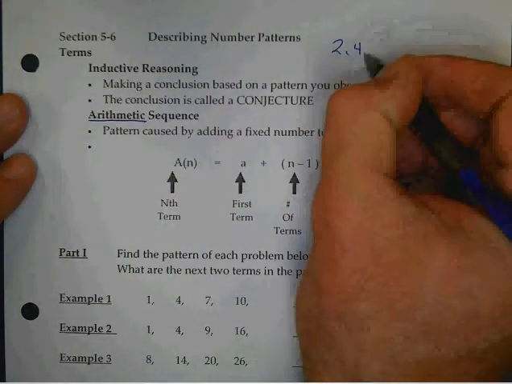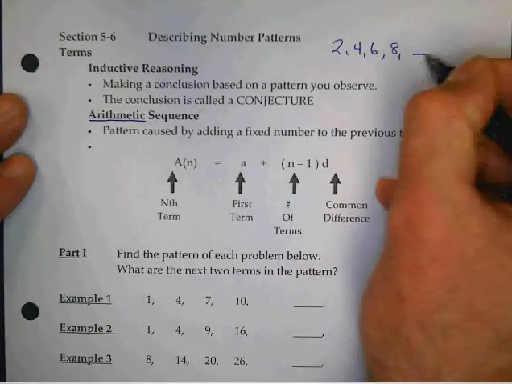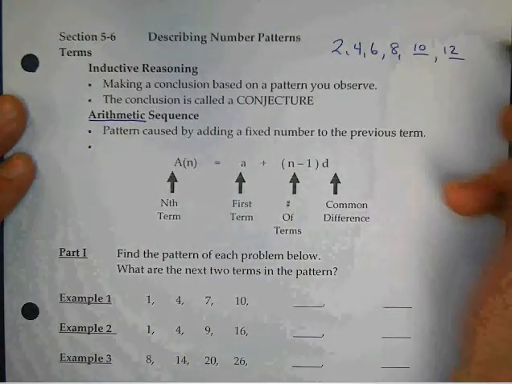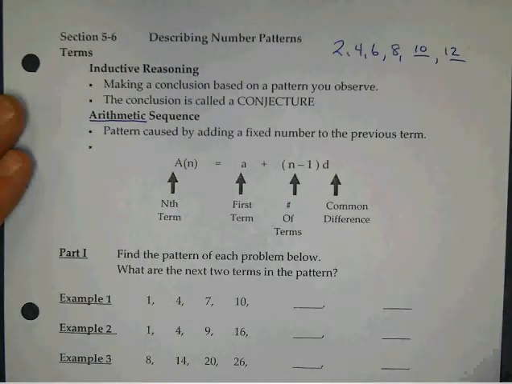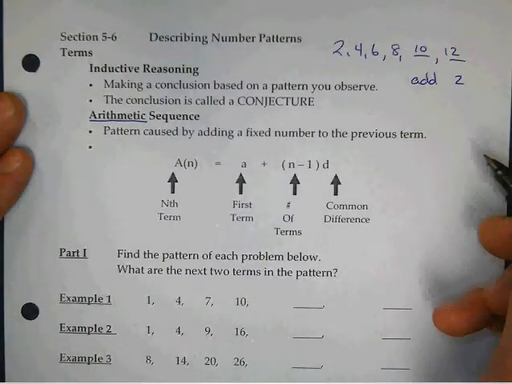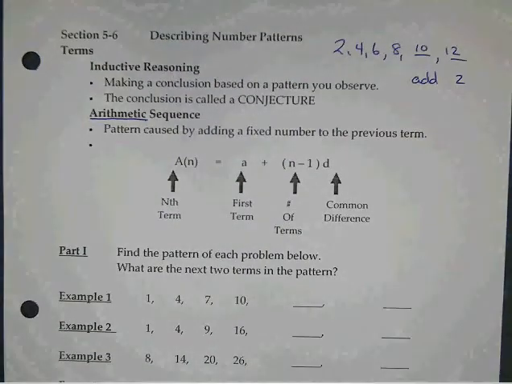2, 4, 6, 8, and truly, what are the next two numbers? 10 and what? Why are those the next two numbers? Because our pattern says we're adding 2. Now, in mathematical terms, we call that a common difference. The difference between each number is 2. Now, how do you find that common difference?